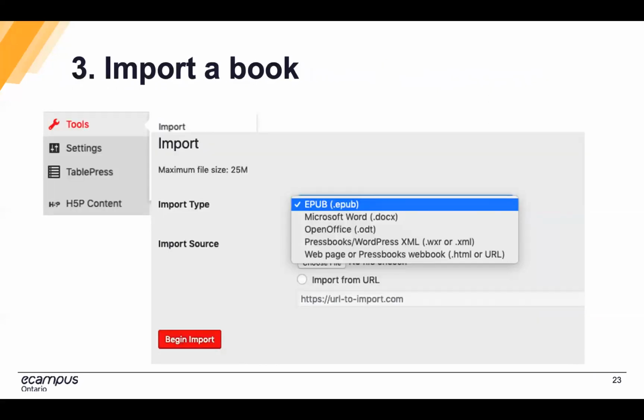So the third option for creating a book in Pressbooks is to import content. So if you've already created content elsewhere, then you can import that content into Pressbooks. So you can import EPUBs, Word documents, XMLs, and directly from URLs. So for example, if you've been writing and distributing content through a Word document in a learning management system, then you can import that content and create a web book that can be shared and distributed in different formats.